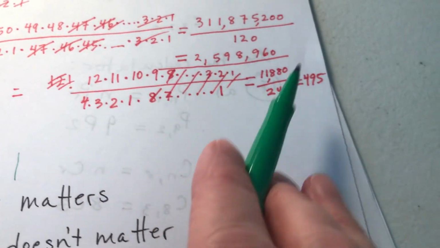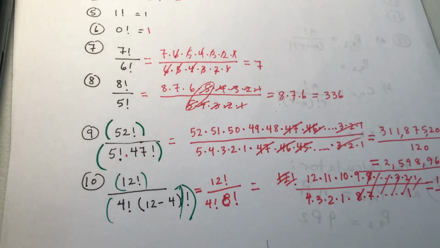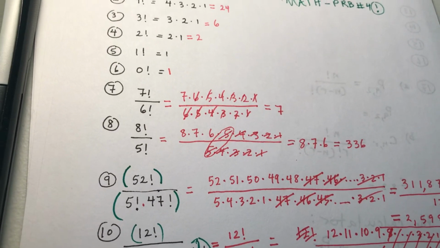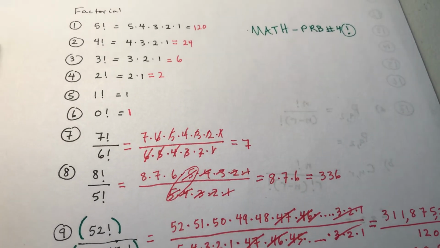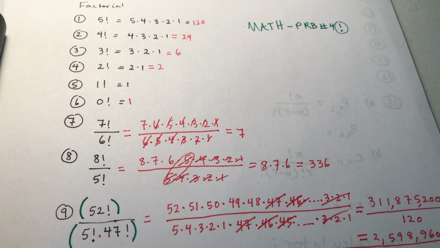Remember, we spread it out. We got 495. You may use your calculator to do these. That is fine. I just wanted you to know what it all meant. All right, I'll be back to talk about permutation versus combination.